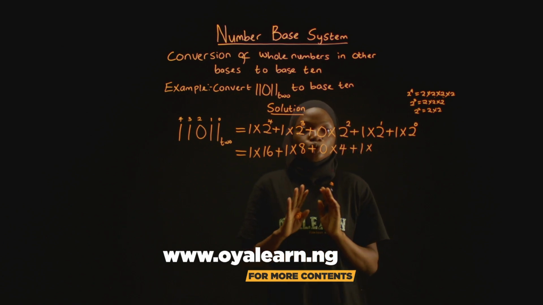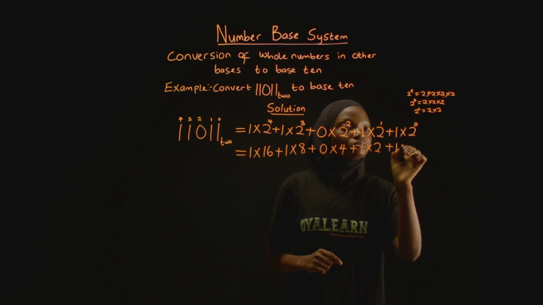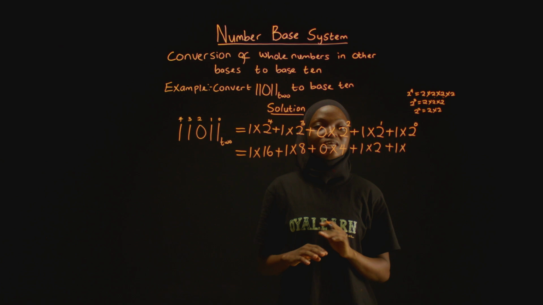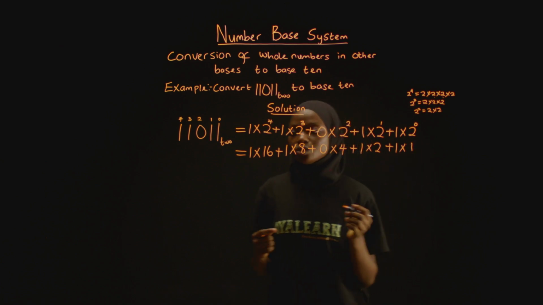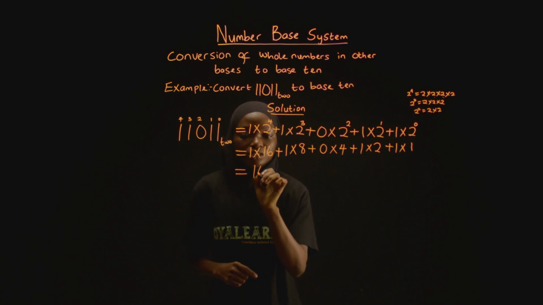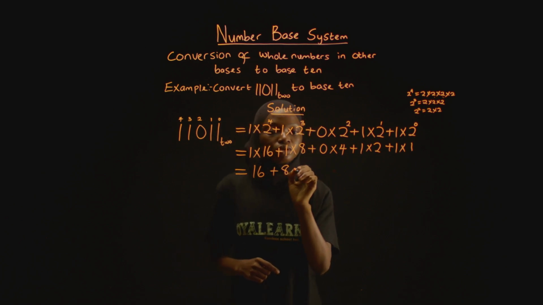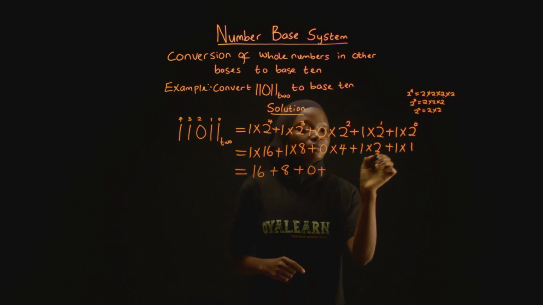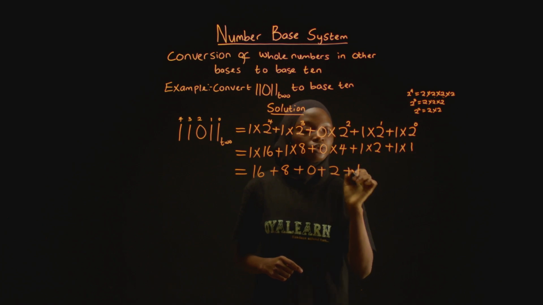That means just 2. So we are still having our 2, plus 1 multiplied by 2 raised to the power of 0 is 1. Because anything raised to the power of 0 gives us 1. So you have 1 here. Then we simplify further. 1 multiplied by 16, you have 16, plus 1 multiplied by 8, you have 8, plus 0 multiplied by 4, 0, plus 1 multiplied by 2, 2, plus 1 multiplied by 1, 1.